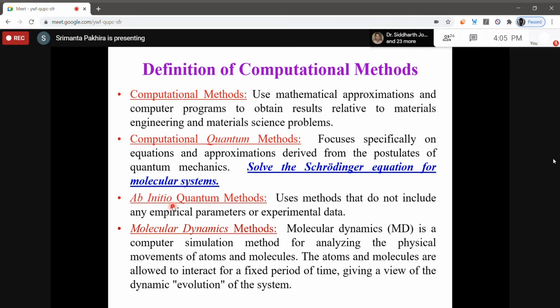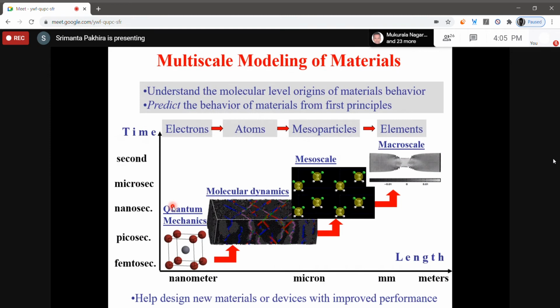So the molecular dynamics method basically observes the kinetics of the atoms or molecules in a particular system. Considering these things: computational methods, computational quantum methods, ab initio quantum methods, molecular dynamics. If you have a clear-cut picture in your mind, then you will realize what this is. And nowadays, there are different scales and different types of systems, so which kind of method, and how we will develop it, there should be a clear-cut picture.